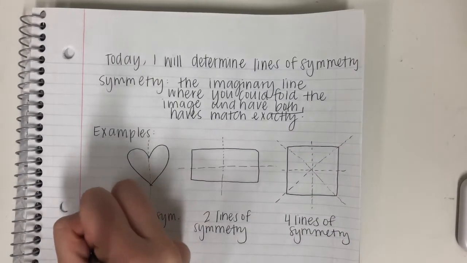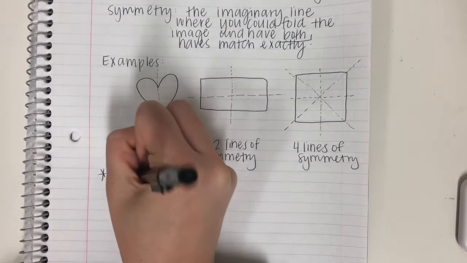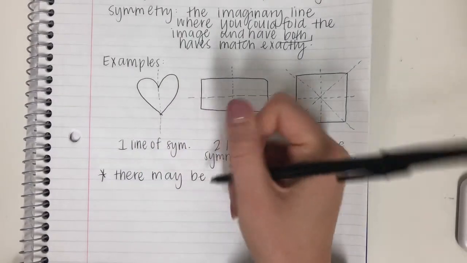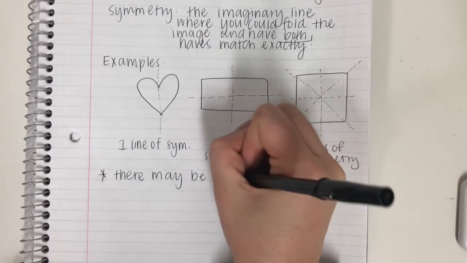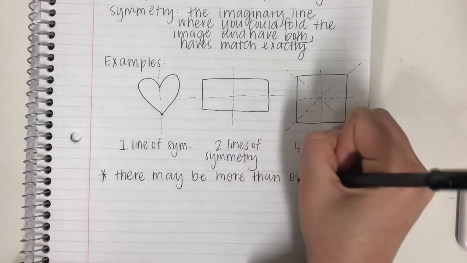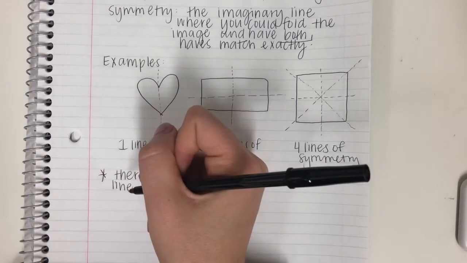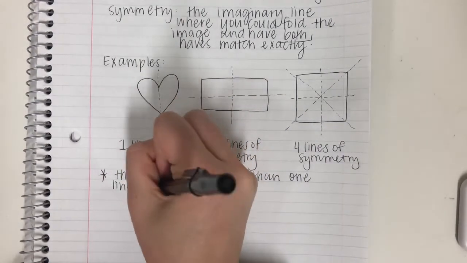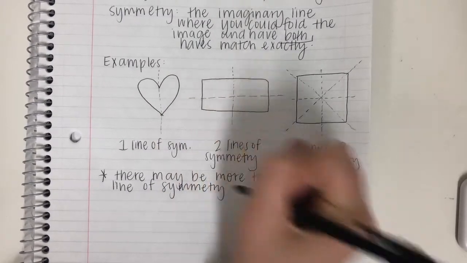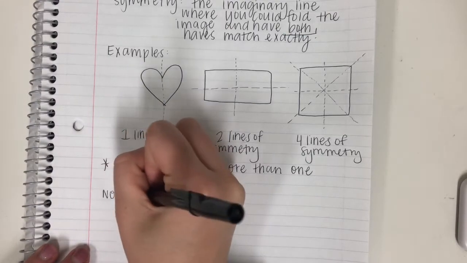Okay, and I'm just going to make a little note that there may be more than one line of symmetry. And then let's look at some non-examples.